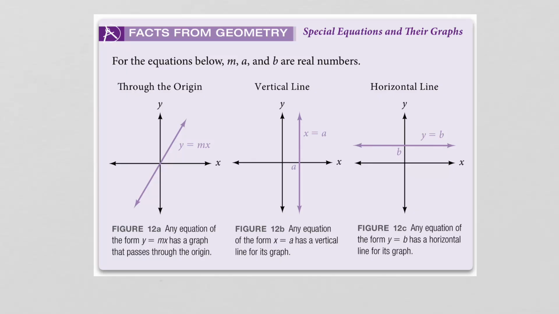So now just a few facts from geometry. These are special equations and their graphs. So it's kind of a summary of what we talked about. Anytime you have an equation y equals m times x, this is always going to be a line through the origin, but it's a slanted line. If I have an equation x is equal to a, that's always going to be a vertical line that goes through a on the x-axis. If I have y equals b, that will be a horizontal line hitting b on the y-axis.